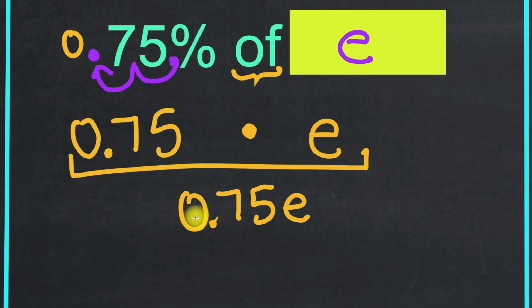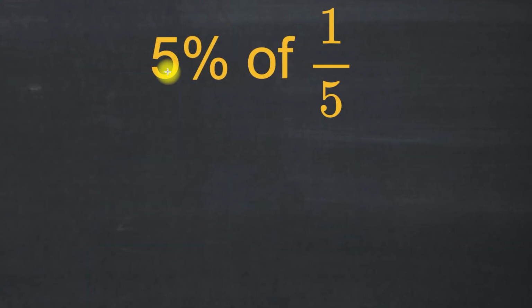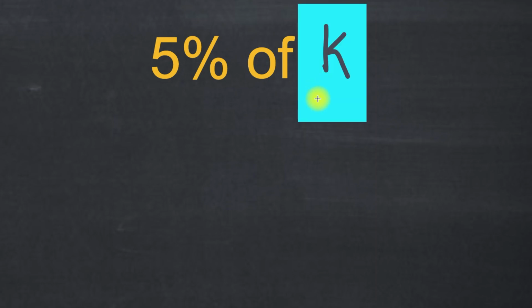Now let's look at our last example. Here we have 5% of 1/5. The same idea is going to apply here. We're going to pretend that we don't know this is 1/5. Instead, we're going to call it some variable. Let's call it k. So now what we have is 5% of k. We'll convert this to a decimal by moving the decimal point over 2 places to the left. This of means times, and then we'll bring down our variable k.